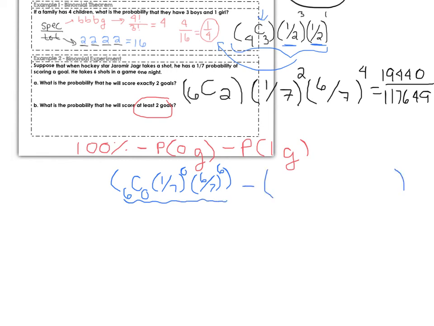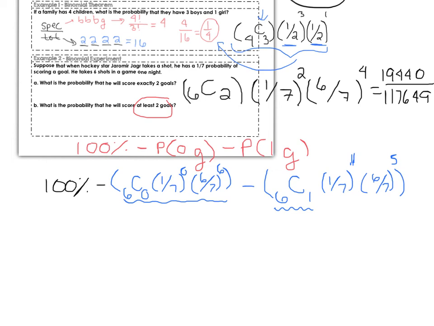1 goal. So now we have 6 shots, and we only want 1 of them to be a goal. So we're going to have 1/7 to the 1st power. Once again, this is the number of arrangements, the number of ways that this setup could occur, okay? And then we have the probability of occurring raised to the number of times we want that goal to happen. And it's being multiplied by 6/7 to the 5th power, because that'll complete that, okay? So once again, 100% minus these 2 probabilities here.